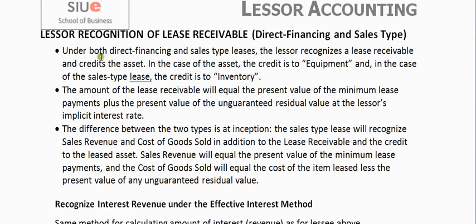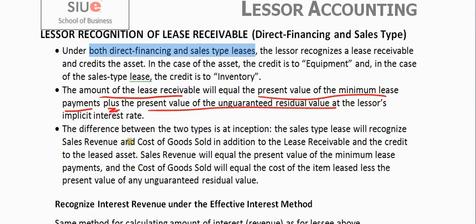Okay, under both direct financing, so this is a lot of words, but regardless if it's a sales type or direct financing type, I mentioned before, there's always a lease receivable. Always, always, always. All right? Now, what's a little bit different than our lessee is the amount of the lease receivable is the present value of minimum lease payments, which is the same as before, but plus the present value of any unguaranteed residual value. And we're also going to use the implicit rate.